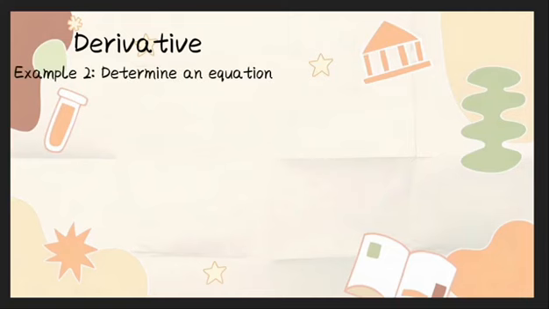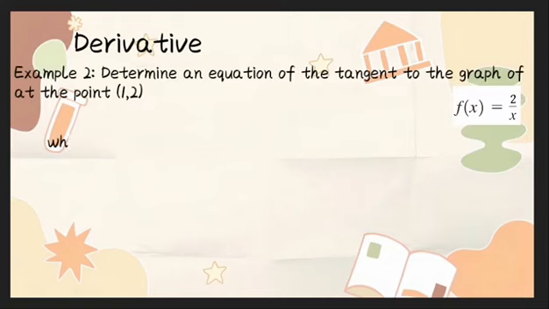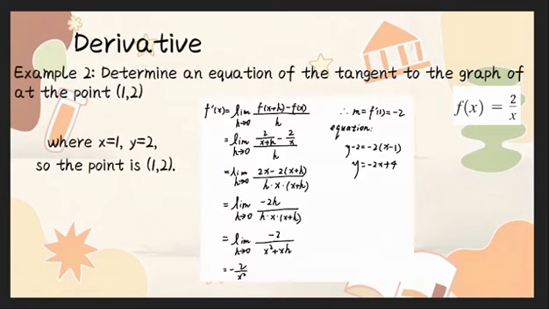Now let us see one example, where x equals 1, y equals 2, so the point is (1, 2). To solve this question, we need this formula, then substitute, simplify. Remember, the question requires the equation, not just the slope. Then we reach the final answer, y equals negative 2x plus 4.